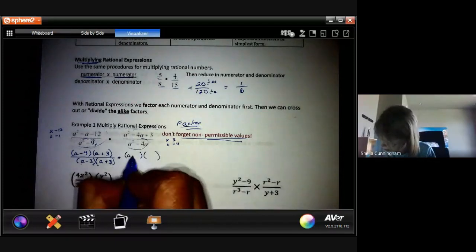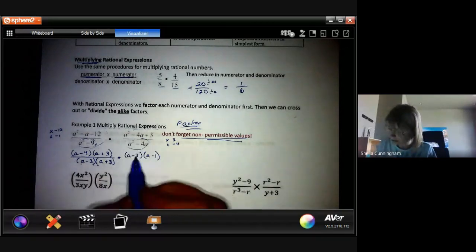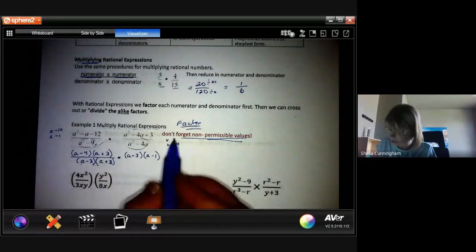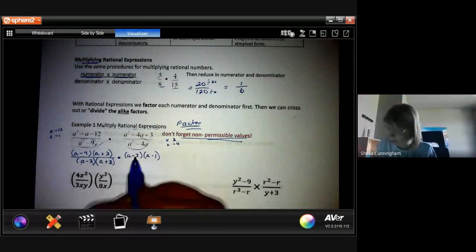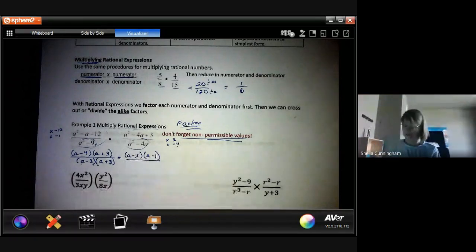So this is going to be a minus 3, a minus 1. So negative 3 times a negative 1 gives me the positive 3 I need. Negative 3 plus a negative 1 gives me the negative 4 that I need. Okay, so I've got that.